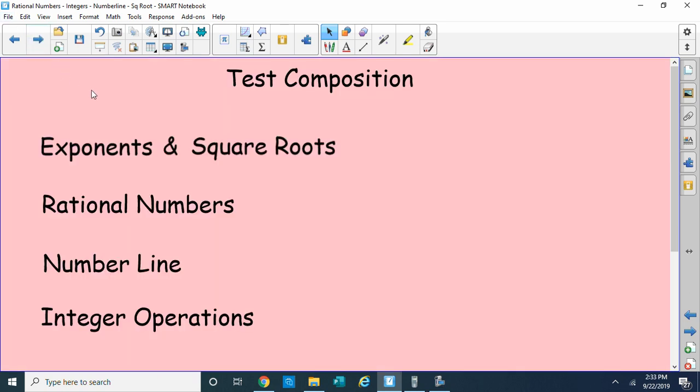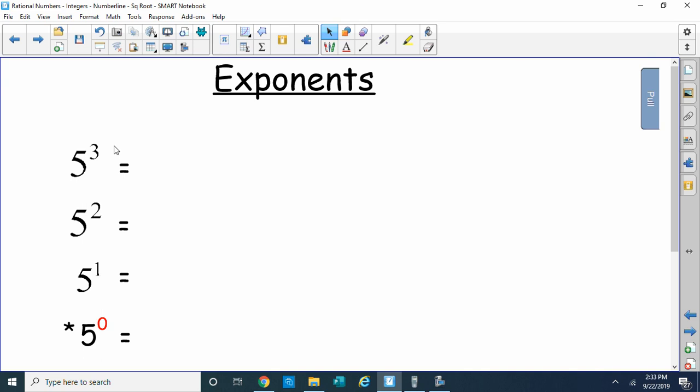All right, here's our test, what it's going to be composed of for rational numbers. So the first thing we'll be talking about is exponents and square roots. So let's start with exponents. We have 5 to the third power, 5 to the second power, 5 to the first power, and here's a little star with 5 to the 0 power.